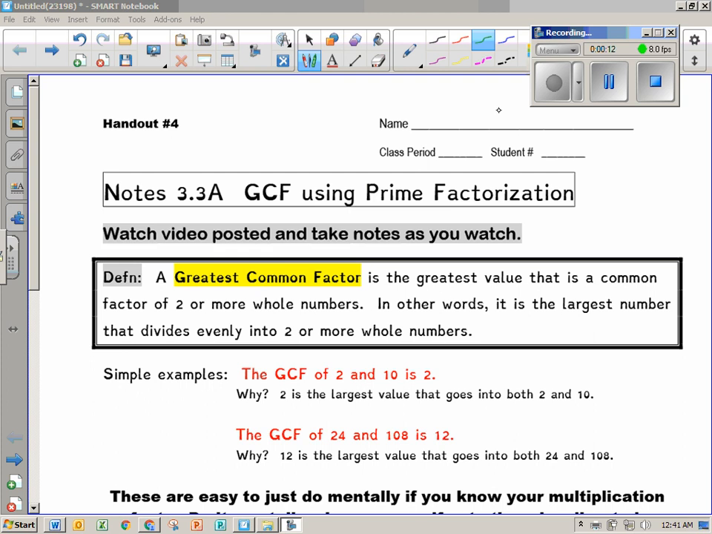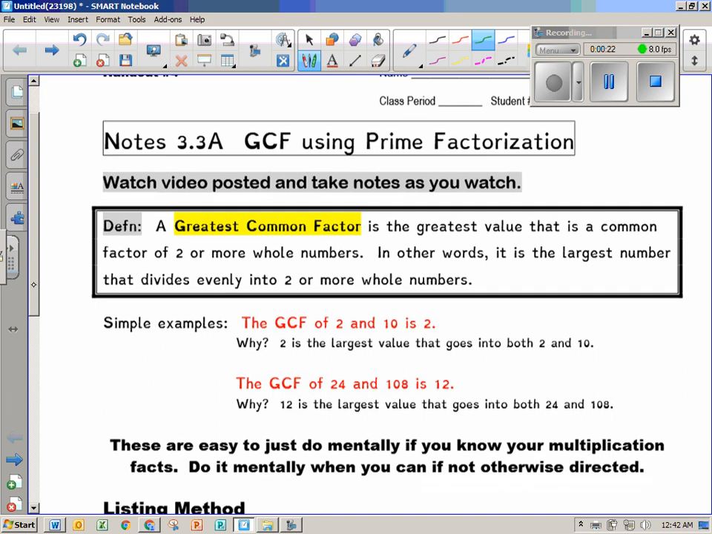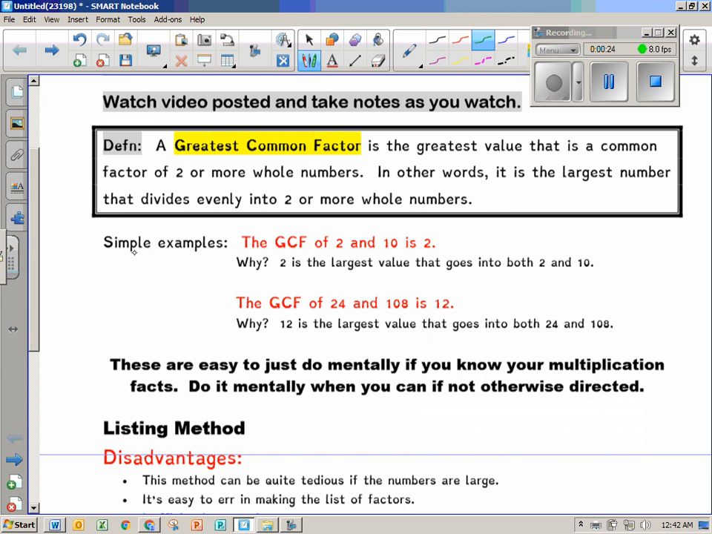In 3.3b, we'll talk about finding the greatest common factor using the ladder method, but you actually need to know both ways. Well, first let's talk about what a greatest common factor is. You know what a factor is. So greatest common factor is the largest or greatest value common to two or more whole numbers. In other words, it's just the biggest number that divides evenly into two or more whole numbers.